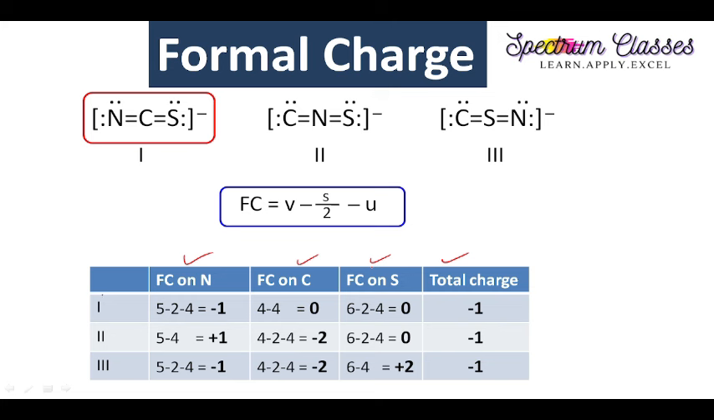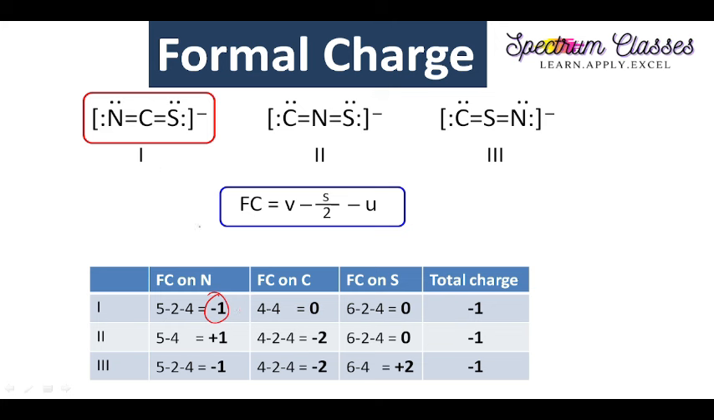So we are going to decide for the first molecule. Here is the first molecule for which we are going to decide the formal charge on each atom. First, nitrogen. Here nitrogen has 5 valence electrons, and how many bonds are there? 2 bonds are there. And how many unshared electrons are there? 4 unshared electrons are there. So in this manner, this nitrogen has -1 formal charge.